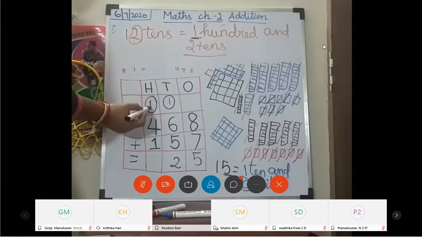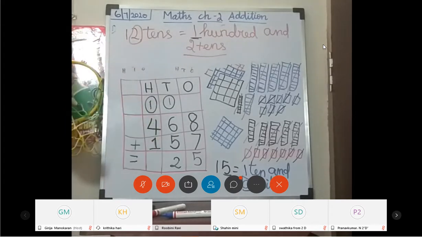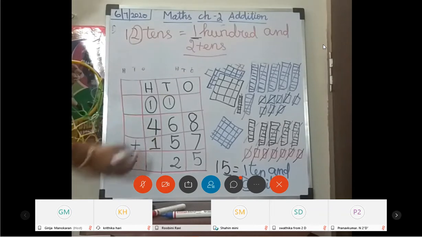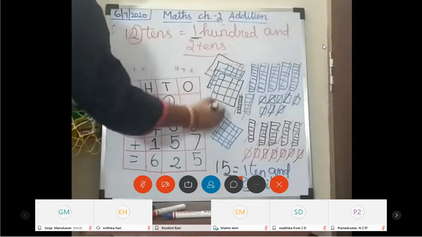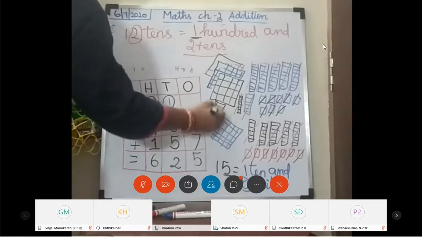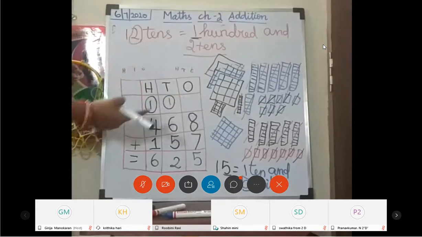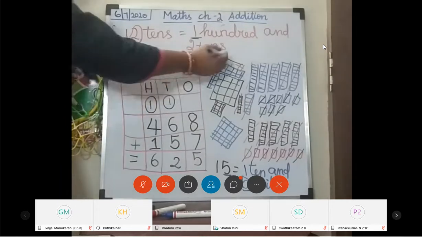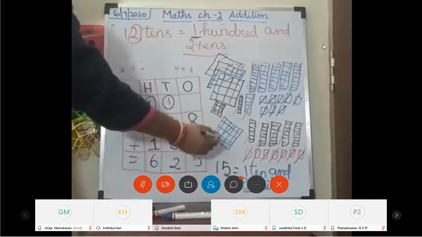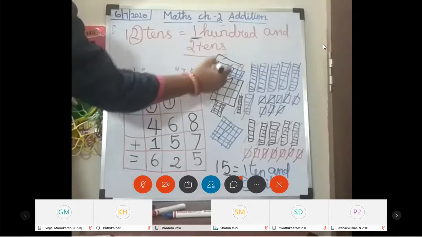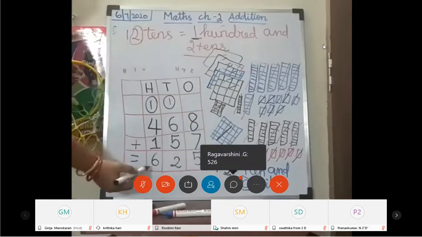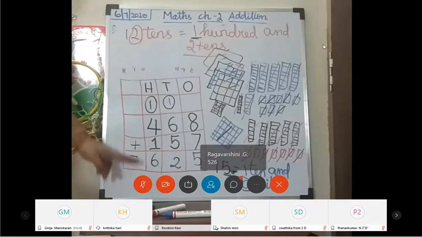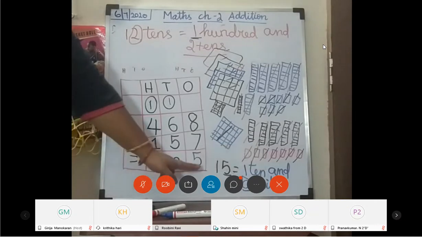Now, 1 plus 4 is 5, 5 plus 1 is 6. 600. If we are adding again with this number, I rubbed it. That's why I am not calculating this picture. We have to draw one more square box because one more 100 is added. So 1, 2, 3, 4, 5, 6. So 600, 210, 5 units.